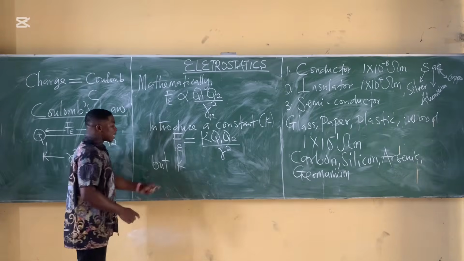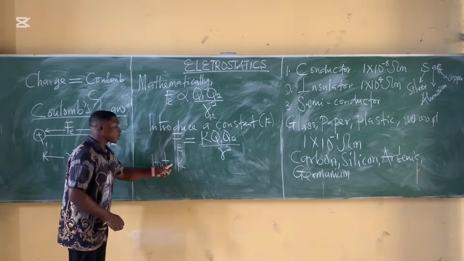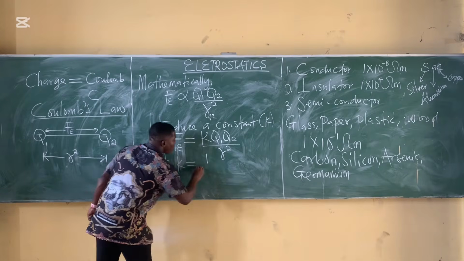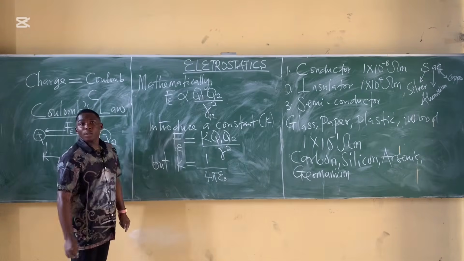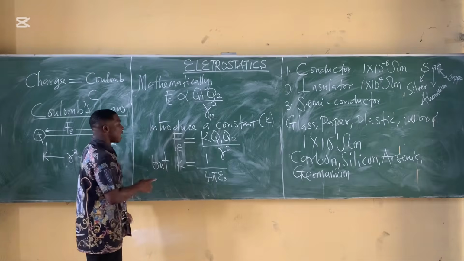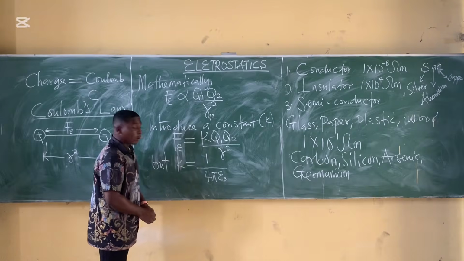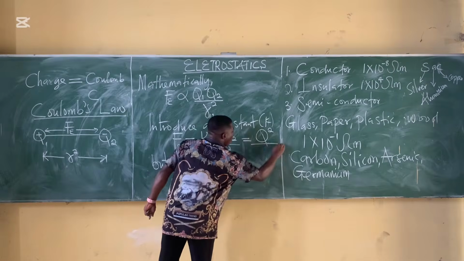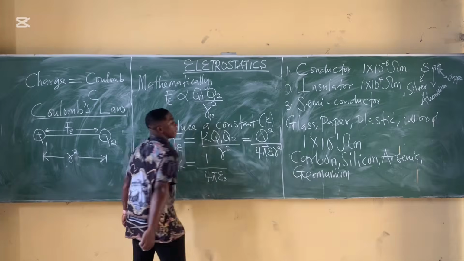But this K is called the proportionality constant. Don't get tired. This K is called the proportionality constant. This K is equal to 1 over 4 pi E naught. What does this mean? It means that in place of this K, I will replace it with 1 over 4 pi E naught. And this is equal to Q squared over 4 pi E naught R squared.